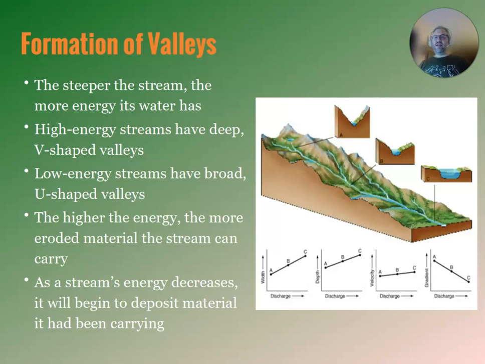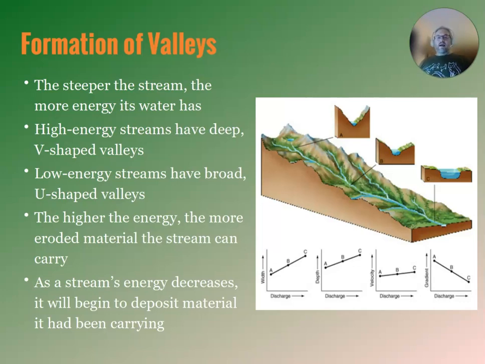So a high energy stream is going to have a deep V-shaped valley, and that's what you see with A on the diagram there. And so the stream, when it's up in the mountains, it's coming down a very steep slope. It's got a lot of energy, and so it's cutting downward very quickly. And so it's going to create this steep V-shaped valley. As the stream gets out onto the plains there, it's now not on such a steep slope, so there's not as much energy, and so it's going to have a broad, wide valley. It's not carving itself downward into the landscape really quickly. It doesn't have that same kind of energy.